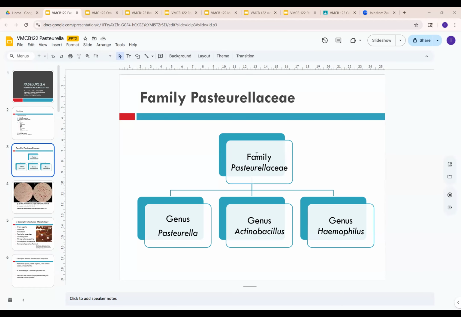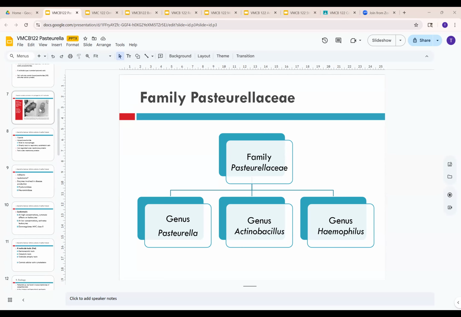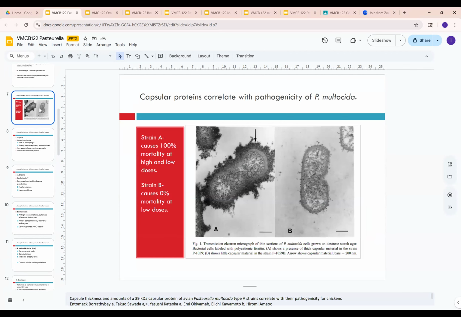Under family Pasteurellaceae, we have genus Pasteurella, Actinobacillus, and Haemophilus. We talked about diseases that are important under family Pasteurellaceae. The important species is multocida. I will highlight some of the important parts of the lecture.